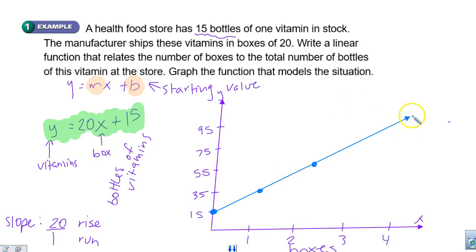And who can raise their hand and tell me, why do I only put an arrow on one end? Why is there only an arrow on the right side? Why not on the left side? Good. All right. It's only increasing. We're only going into the positive. We're not going to have a negative amount of vitamins or a negative amount of boxes. So we don't need an arrow going off into the negatives. Any questions on this first graph that we just did?